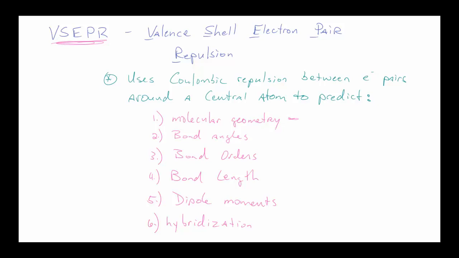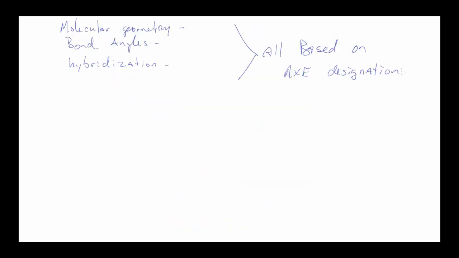So just using VSEPR and a Lewis dot structure, we can predict what our three-dimensional molecular geometry is. We can predict bond angles, bond orders. We can predict a relative bond length. We can predict dipole moments in the presence of them, and we can also predict hybridization. And so what we're going to do is run through all of these just really quickly, one by one. Let's take a look at the first couple: molecular geometry, bond angles, and hybridization.